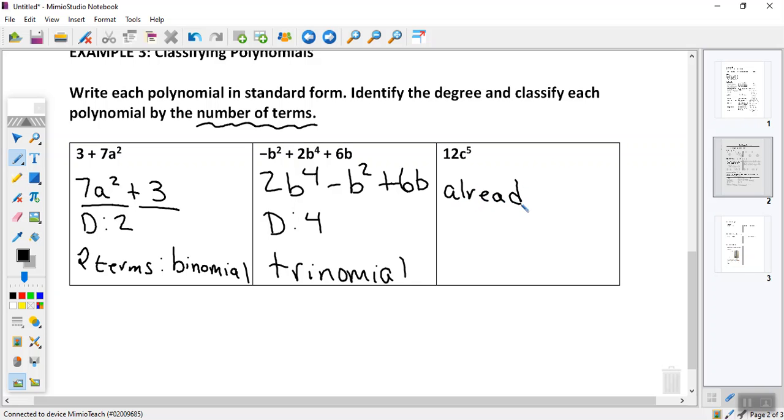Is it okay if I write this already in, what's this stand for? Standard form. The degree is 5. And the number of terms is 1. So this type is a monomial. Okay, let's move on.